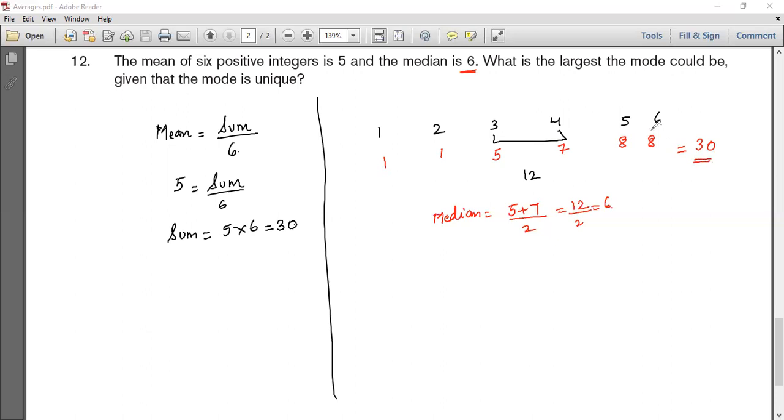So what is the largest the mode could be? So the largest value of the mode can be only 8, because if you put 9 and 9, so you do 9 plus 9, that will be 18, plus 12, so that will be 30. Now, if that is 30, then this and this will have to be 0. So that will not happen, because we're saying 6 positive integers and 0 is neither positive nor negative. So we cannot put that as a 0, right? So the largest mode that is possible is 8.